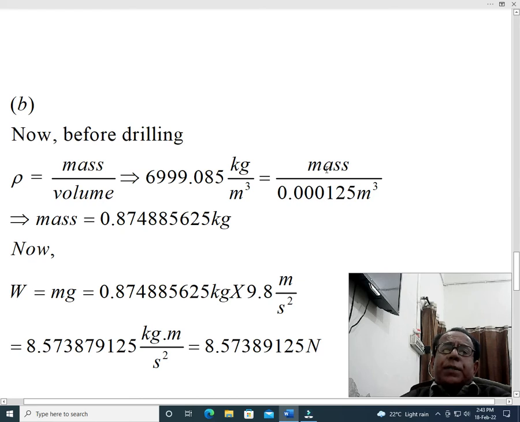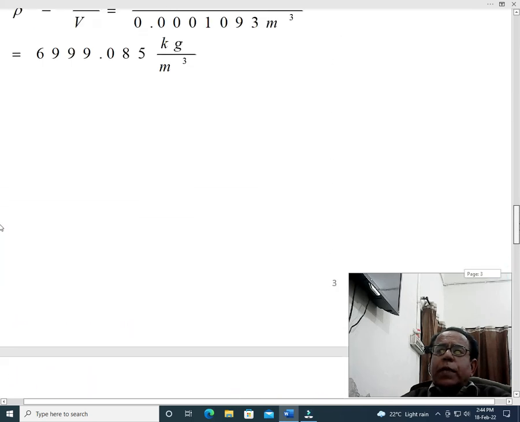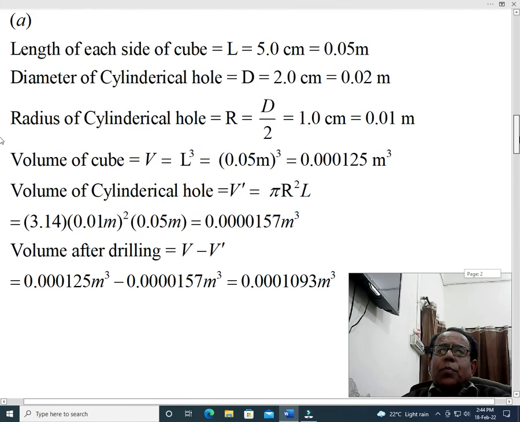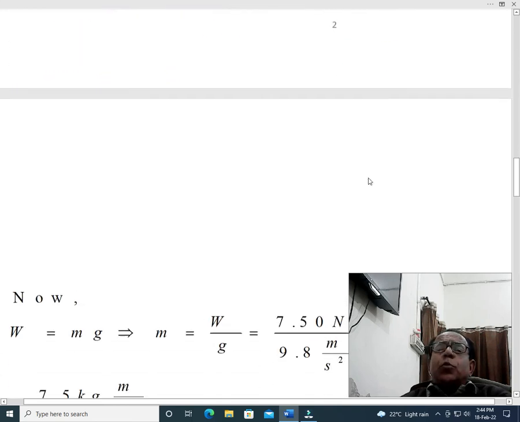So in place of density rho we have used this value, and mass is yet to be calculated. We have not disturbed mass; it is written in the same way as in the previous step. However, in place of volume, we have used this value 0.000125. Volume of cube V is equal to the cube of length, 0.05 meter cubed, equal to 0.000125 cubic meter.